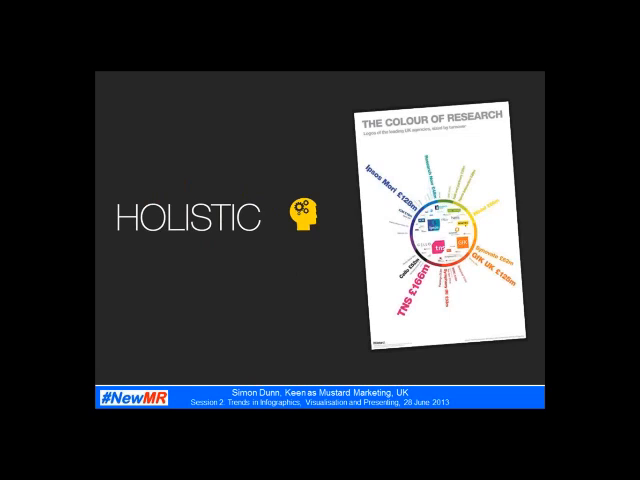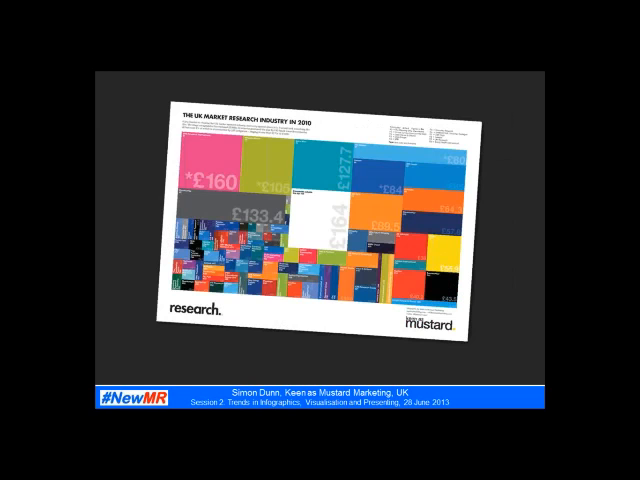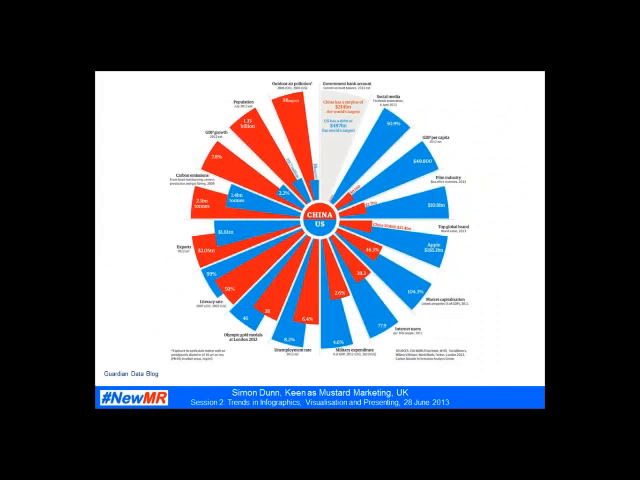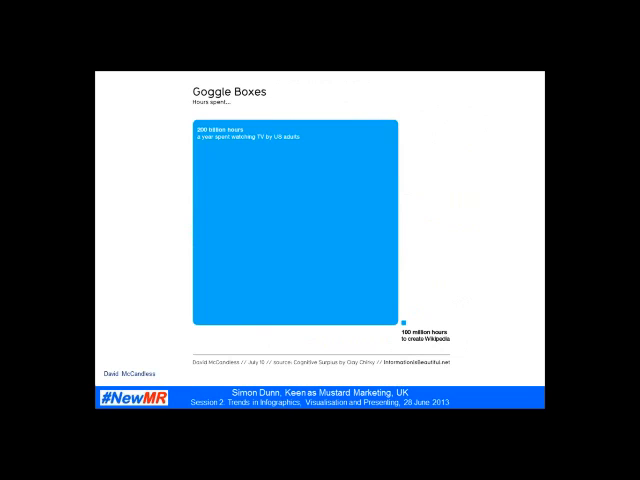There's one here that Mustard created, showing a colour spectrum of market research companies. I've got a few other examples here. Another Keen as Mustard one showing the size of different research companies across the sector in 2010. Then the Garden Data blog is an extremely good source for information about infographics and for examples. This one compares China and the US on several different factors.